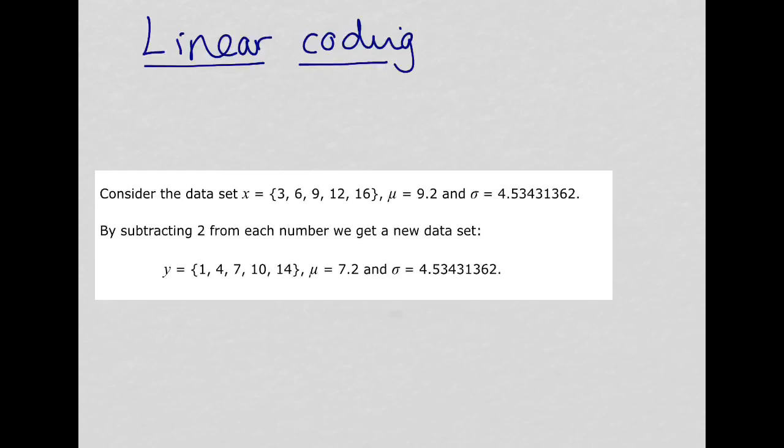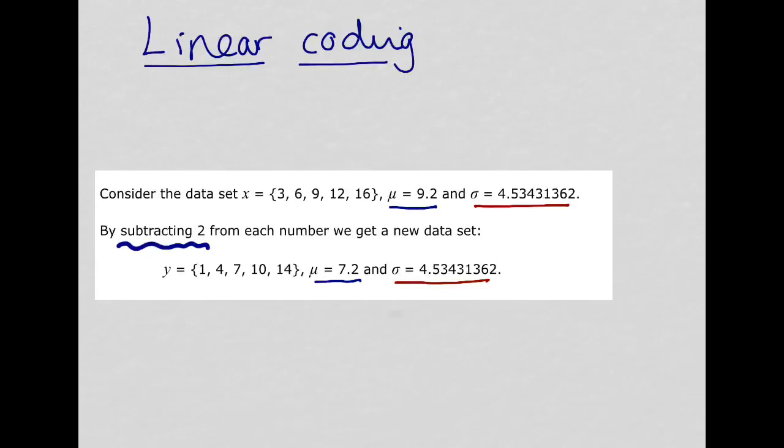But firstly, have a look at this data set. I've already worked out the mean for you, and I've worked out the standard deviation. Now if I subtract 2 from each of the elements, we've now got this data set. I've worked out the mean and I've worked out the standard deviation. Notice here that actually the standard deviation is the same, but the mean has also reduced by 2.